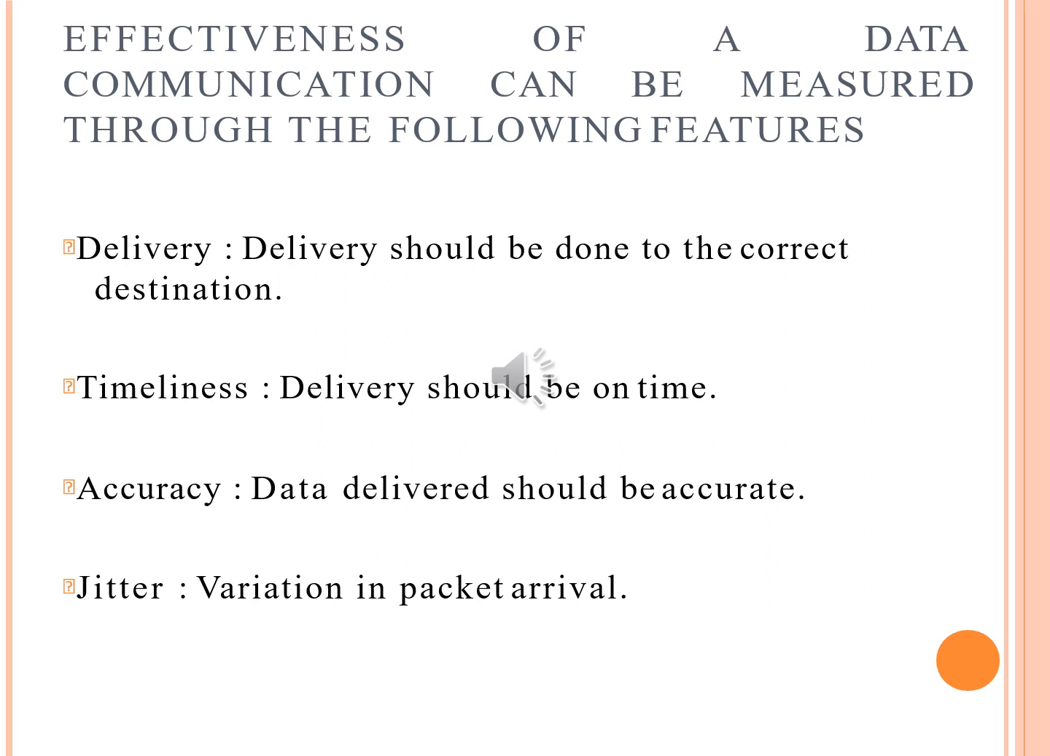And that particular jitter. Jitter means variations in packet arrival, right? It means there is a certain frequent duration as a receiver is receiving the packets. So that timeline must be as per the specific order, so that we can obtain the packets in the proper manner, right? So that's all.